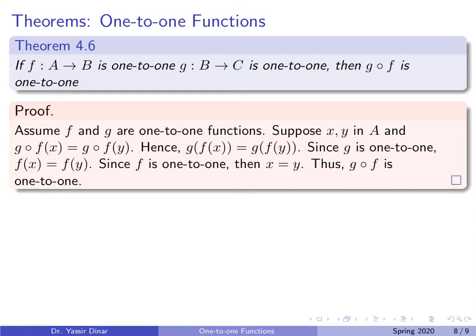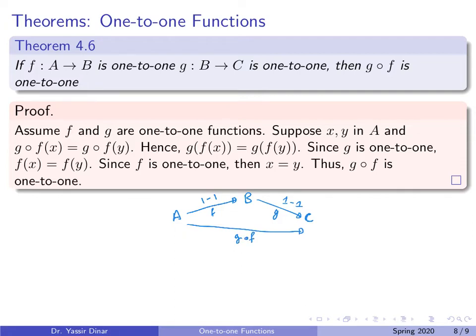So let's break down the steps of the proof by using a diagram. We have three sets A, B, and C, and we have a function f here, which is one-to-one, and a function g here, which is also one-to-one. Now the composition will be from A to C, which is g circle f.